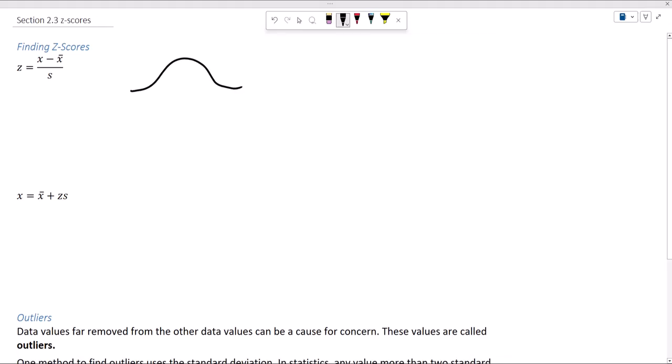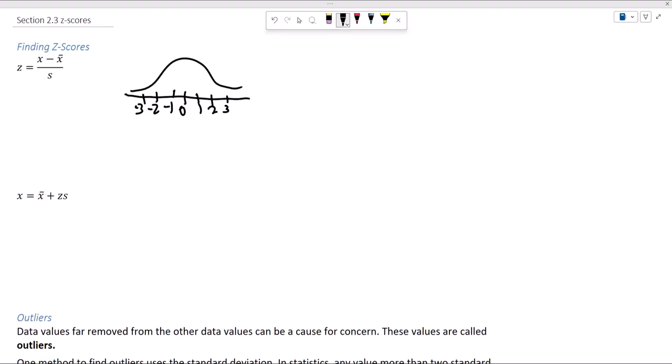Always doing this. Anyway, so we have a normal curve, and it looks something like this, and we have 0 in the middle, and some marks along the way, like 1, 2, 3, -1, -2, -3. These numbers along the bottom tell us how many standard deviations we are away from the mean.